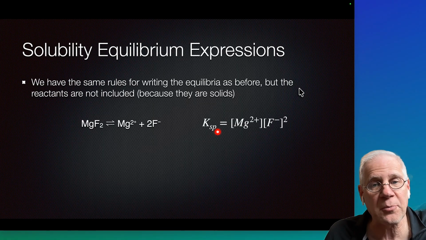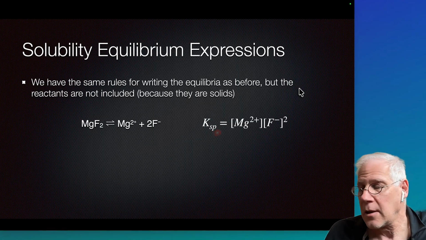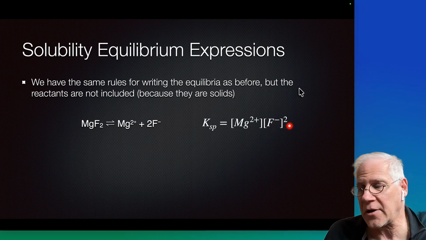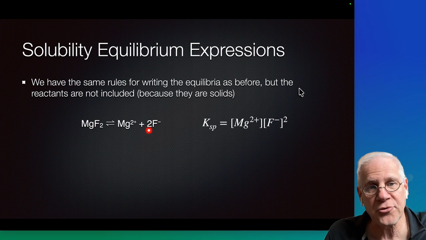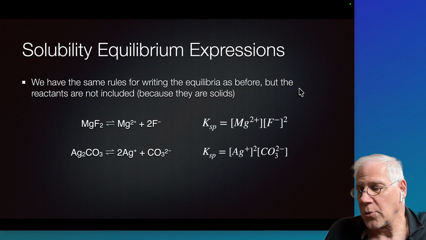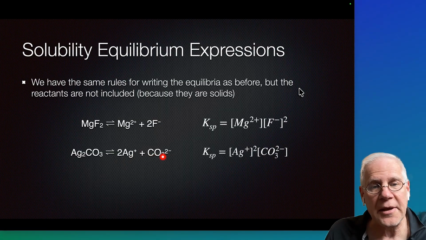Okay, so we write our KSPs, we include only the products, and we have our concentration of magnesium times concentration of fluoride ions squared. And our fluoride ion is squared because there are two of them in the equilibrium reaction. For something like a silver carbonate, we get two silvers and a carbonate ion. Notice we have a polyatomic ion here, CO3. The CO does not break its bond in aqueous solution. It's too strong for that.